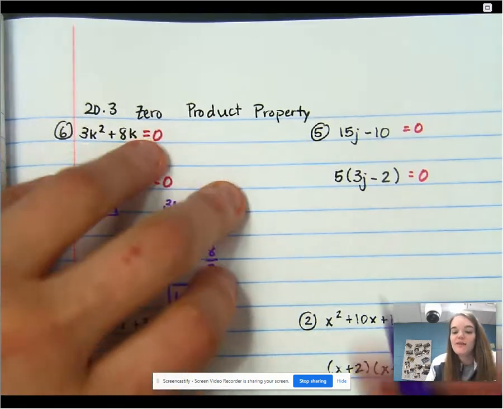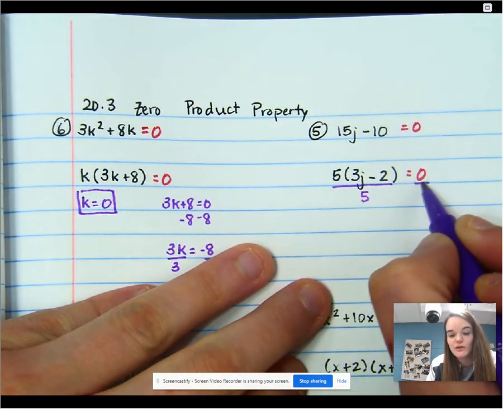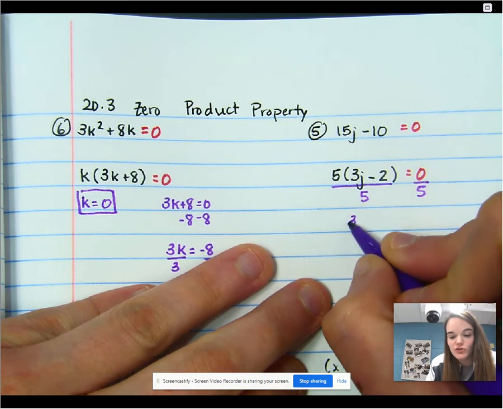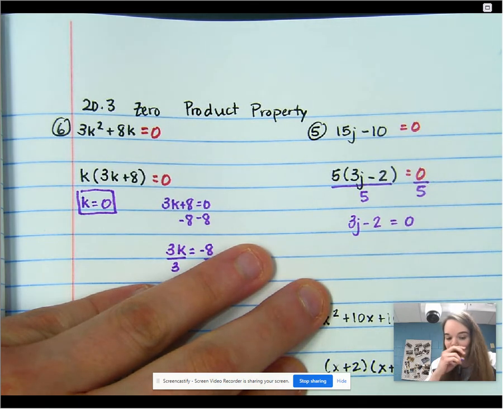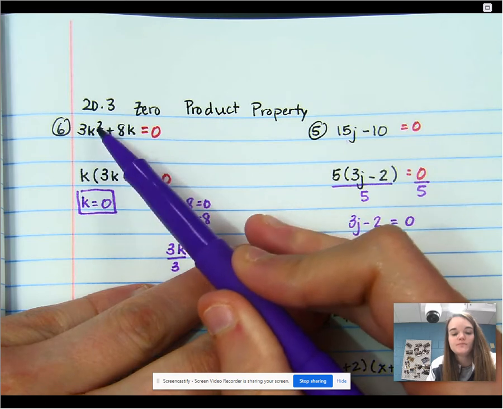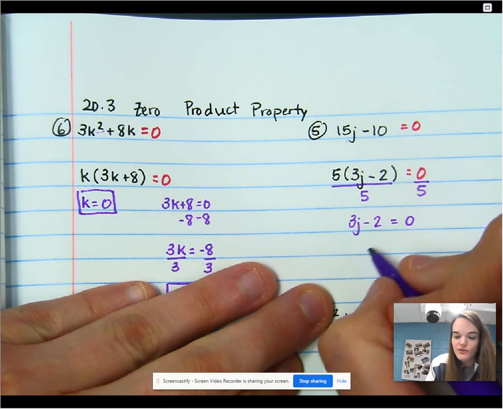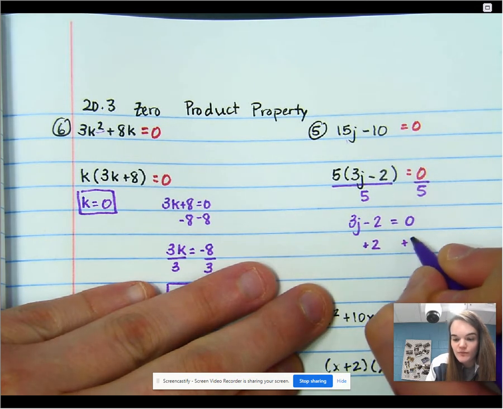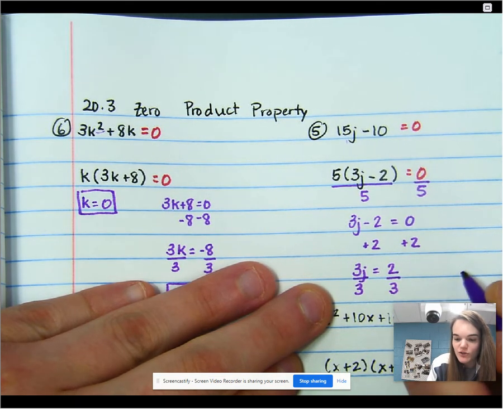Number 5, if you have a number in front and no variable, you're going to divide by that number first, which leaves us with just 3j minus 2 equals 0. So we'll only have one answer. You only have one answer if there was only one variable. See how this one had squared? That exponent tells us how many answers there are going to be. All right, so add 2. 3j equals 2. Divide by 3. Kind of out of room, so I'm going to write over here. j equals 2 thirds.